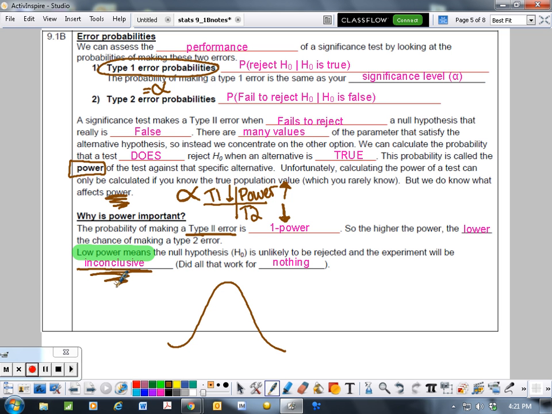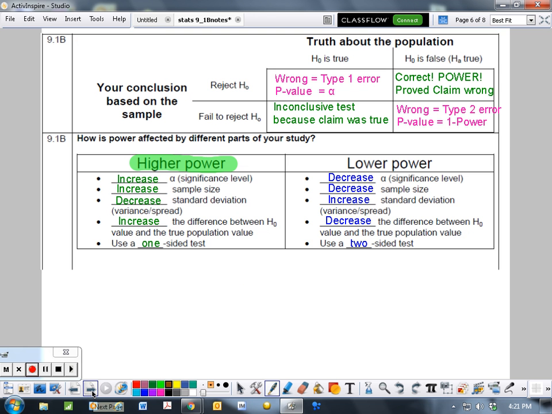Which means that really we did all that work for nothing. So what affects power? This is just kind of an idea of how the things work. This is our type 1 error. The probability is alpha. This is our power. We proved our claim wrong. We did good. This is an inconclusive test because our claim was true. And this is our type 2 error, which can be calculated by 1 minus power.